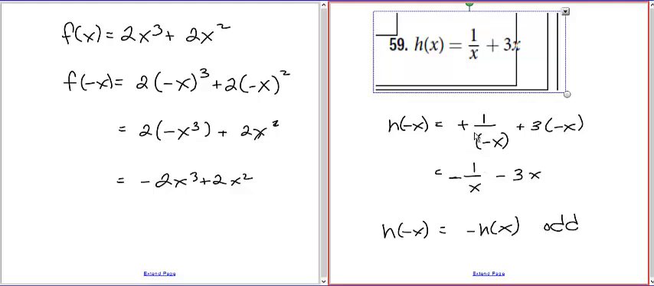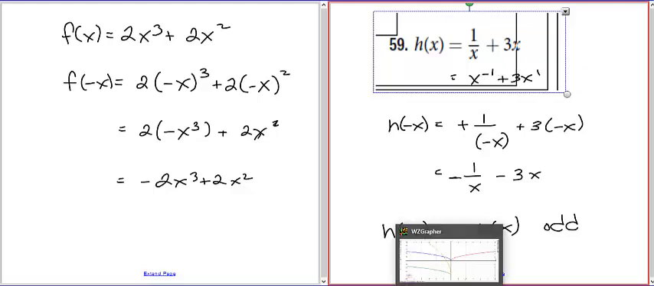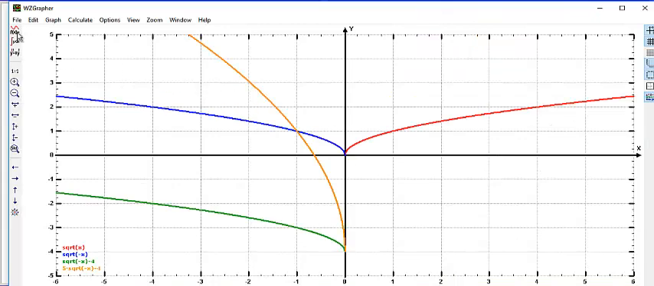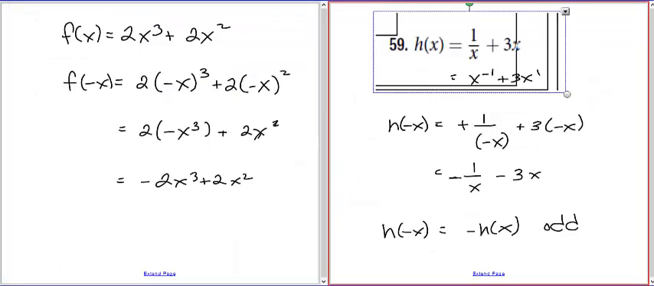And another way you can think about it is this original function, this 1 over x, can be rewritten as x to the minus 1 power. So 1 is odd and negative 1 is odd. So they're both odd. So that's why it works out that way. And let's plot that function, 1 over x plus 3x.